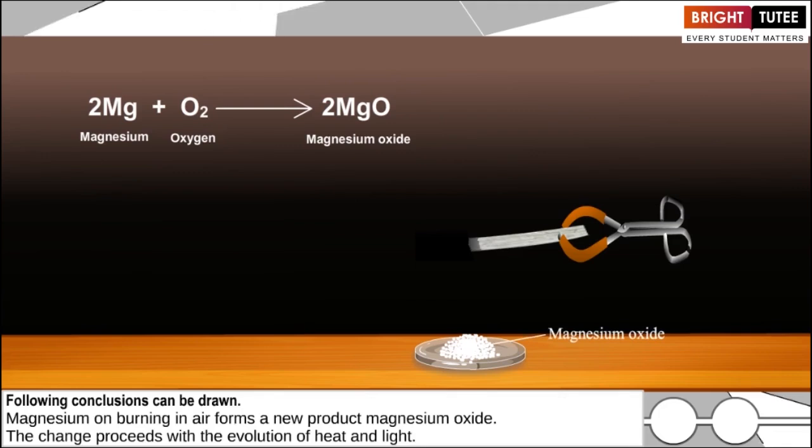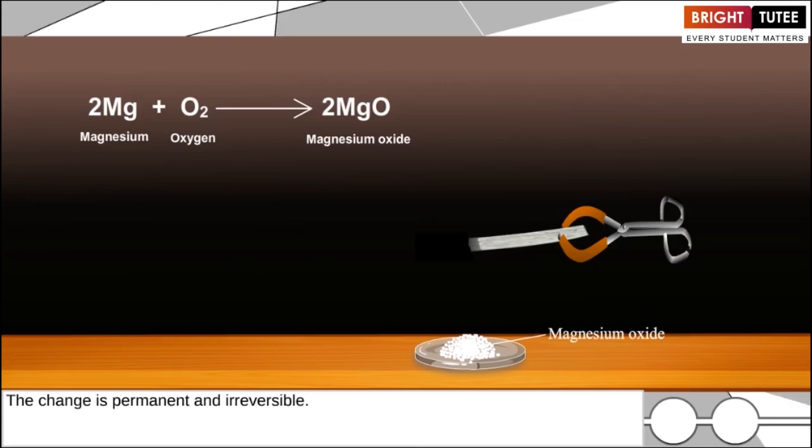Following conclusions can be drawn. Magnesium on burning in air forms a new product, magnesium oxide. The change proceeds with the evolution of heat and light. The change is permanent and irreversible.